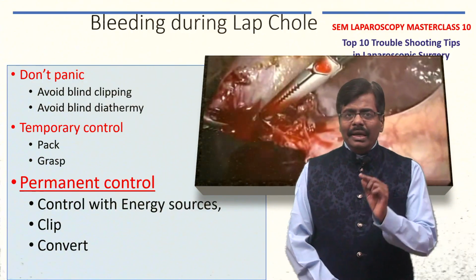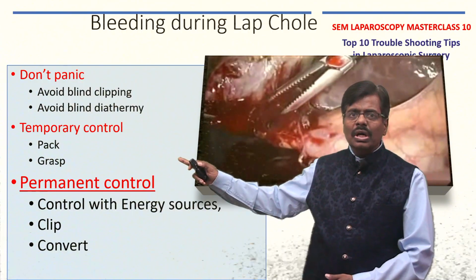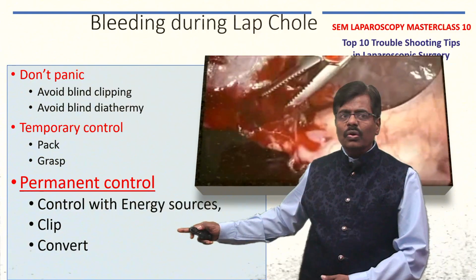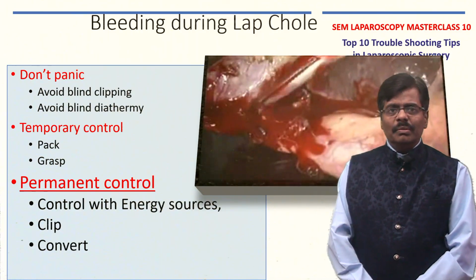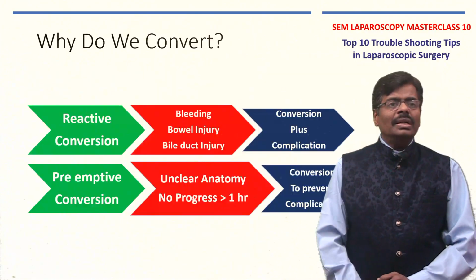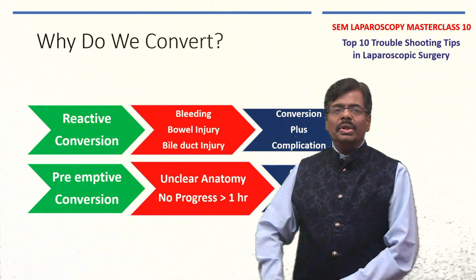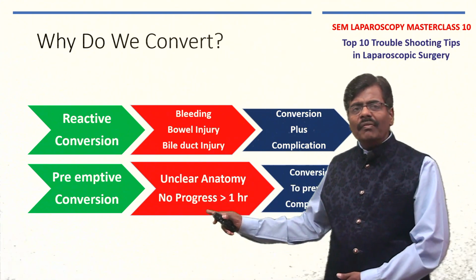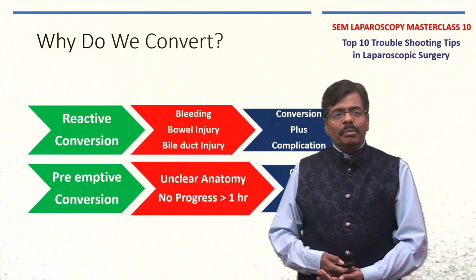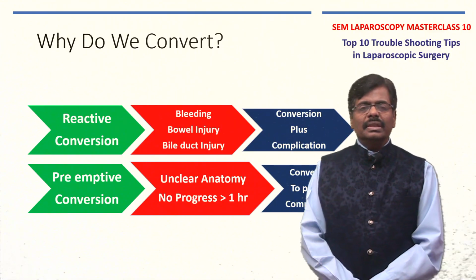I always say, any hemostasis during laparoscopy is a 2-stage procedure. Temporarily you get the control, and after 5 minutes you think about what you can do permanently, either energy sources, or you go for a clip, or even go for a conversion, because excessive bleeding is one of the reasons for conversion. There are at least two reasons why we convert. One is what we call a preemptive conversion. For example, whenever there is unclear anatomy, or even after 1 hour, the best thing is to go for a conversion, because by then you have avoided any unnecessary complication.